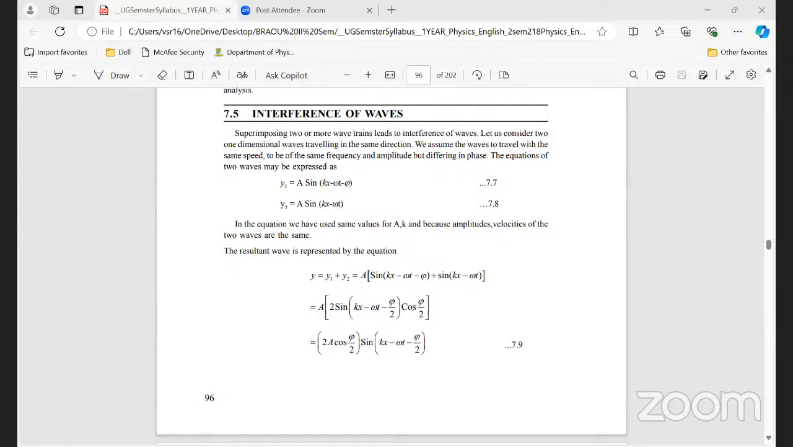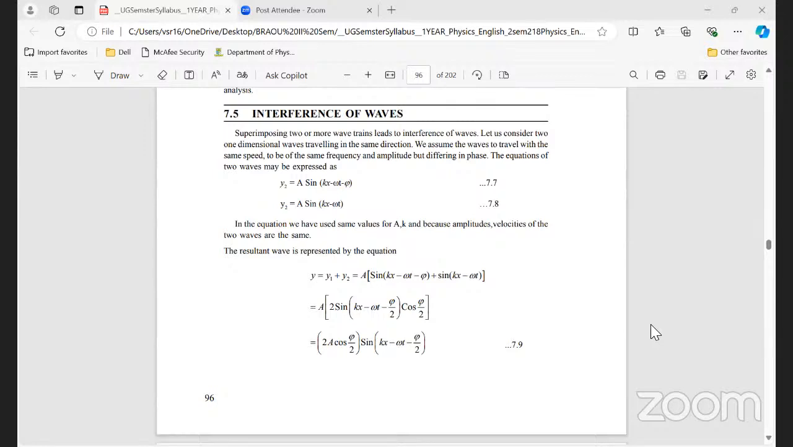But this is in the case of waves here, not in the case of light, which we have already discussed. Here, in the case of waves, two or more wave trains are superimposed. What do you mean by a wave train? Energy which flows continuously, which carries it along. So a wave train leads to interference of waves.